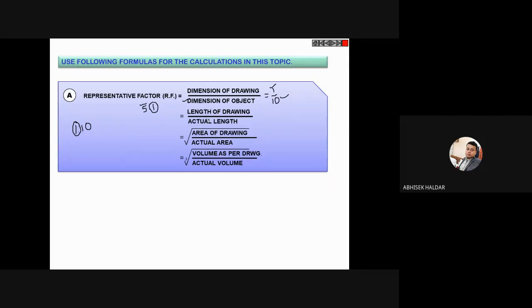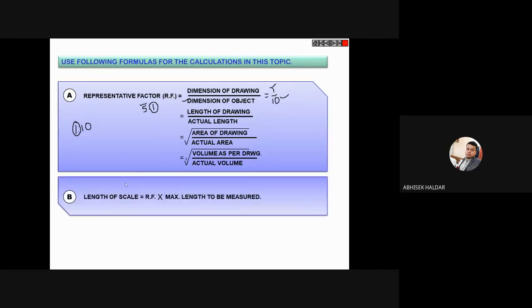So it may be of three types. The dimension may come in terms of length, in terms of area, or in terms of volume. So only the equation is getting changed. If it is in terms of length, it is length of drawing divided by actual length. If it is in terms of area, it is the square root of area of drawing divided by actual area. If it is in terms of volume, it is the cube root of volume as per drawing divided by the actual volume. It depends on the data that is available in your problem, whether in terms of length, area or volume, and you have to calculate the RF. That is the first step of construction of any scale.